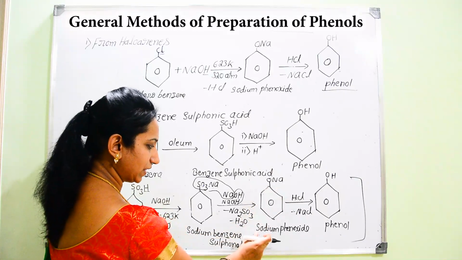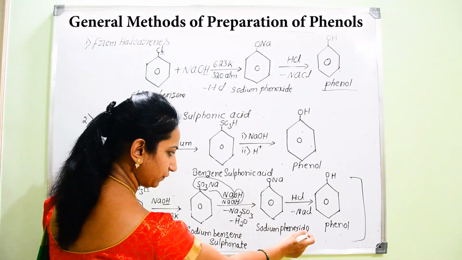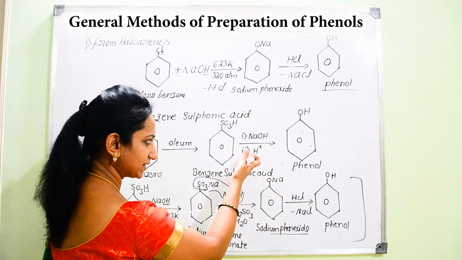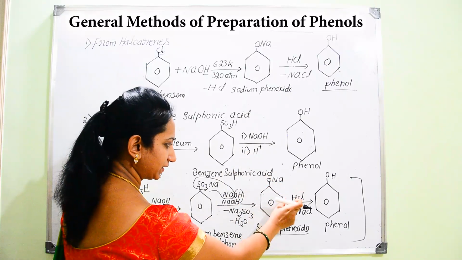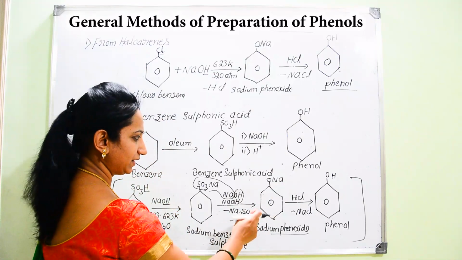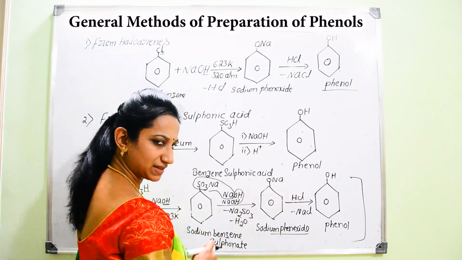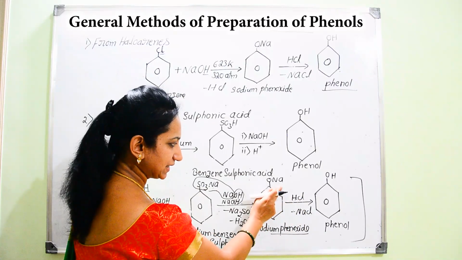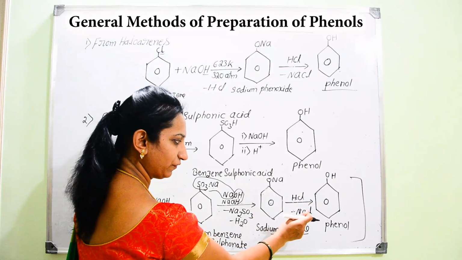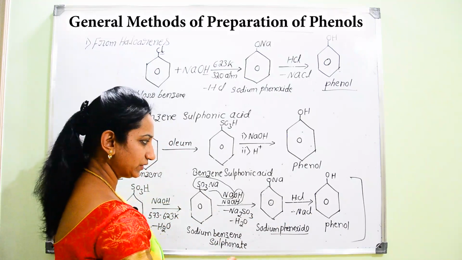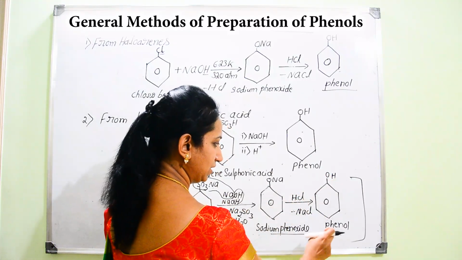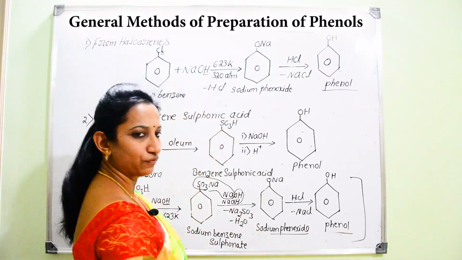So it results in the formation of sodium phenoxide. Once you get this sodium phenoxide, as given here, you are going to subject it to acidification. Acidification means you are using HCl here. On acidification, Na can easily combine with Cl. It will be removed in the form of NaCl, so that this hydrogen atom can get directly attached to oxygen. It results in the formation of phenol.